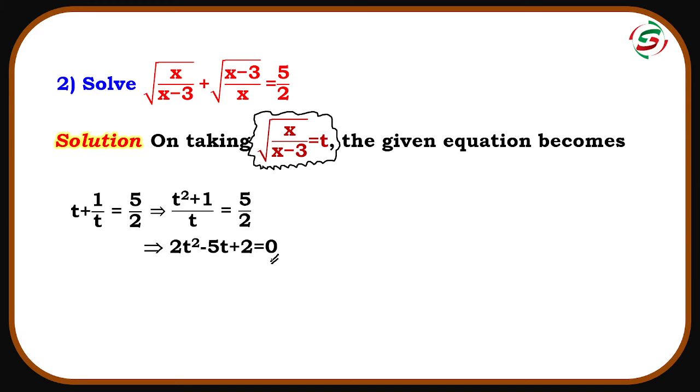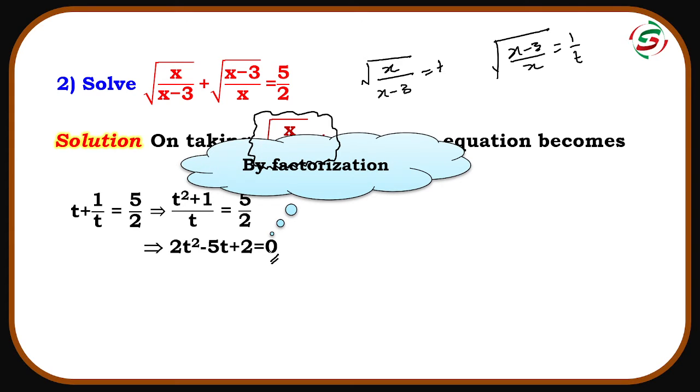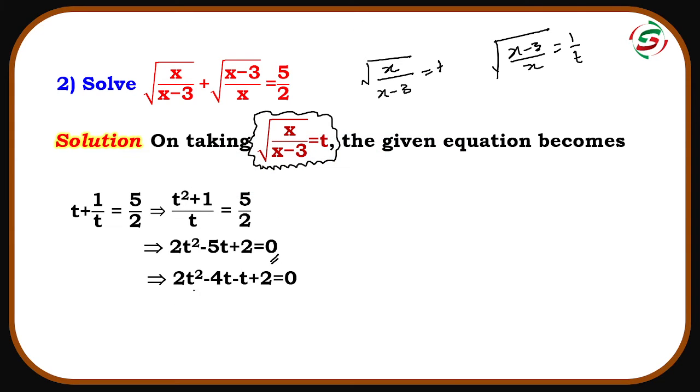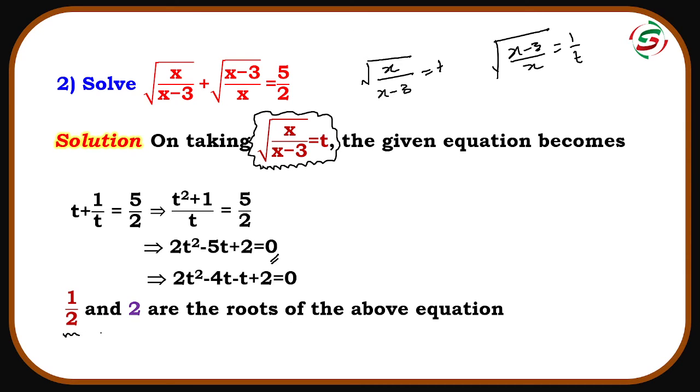Now we have to factorize this. Here you should be very careful, because we are taking square root of x divided by x minus 3 as t. The reverse of this is x minus 3 divided by x, which will be equal to 1 by t. So we can represent it as t plus 1 by t equal to 5 by 2, so 2t square minus 5t plus 2 equal to 0. Now by factorization, this can be written as 2t square minus 4t minus t plus 2 equal to 0. Therefore t will be equal to 1 by 2 and 2, the roots of the above equation.